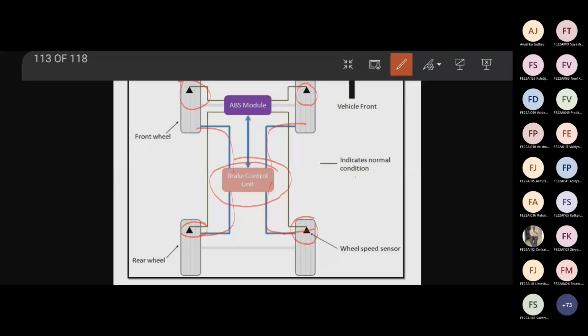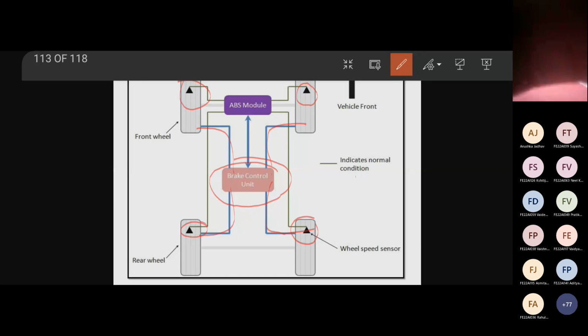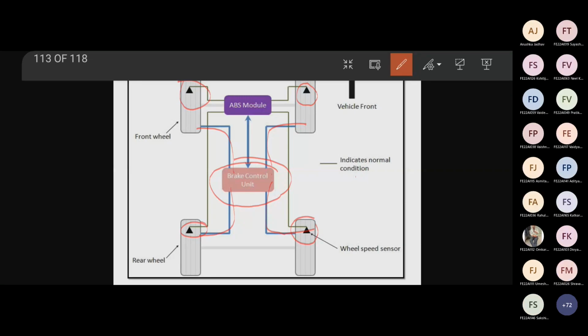In an ABS vehicle, you can experience that when you press the brake pedal, you feel vibrations in your foot. Why is this happening? Because pressure applying and releasing happens very fast, because of that, vibrations are sensed. The driver doesn't have to apply and release the brake pedal. He has to just apply the pressure. The remaining things will be taken care of by the ABS module and brake control unit, right?